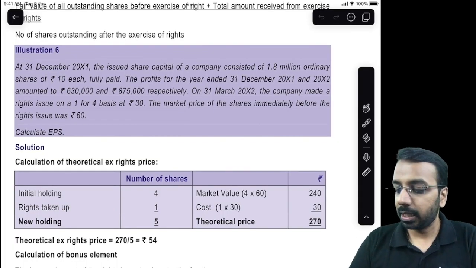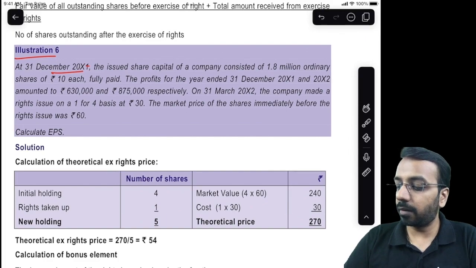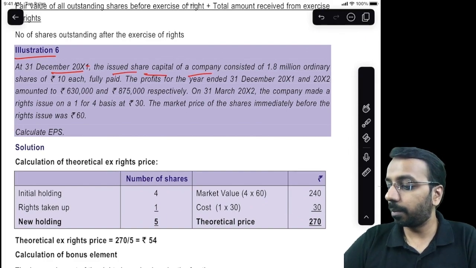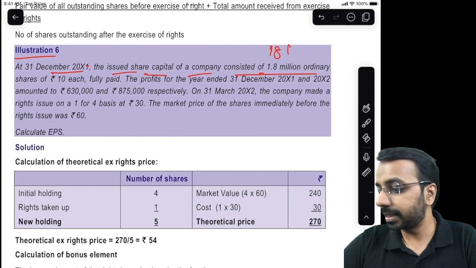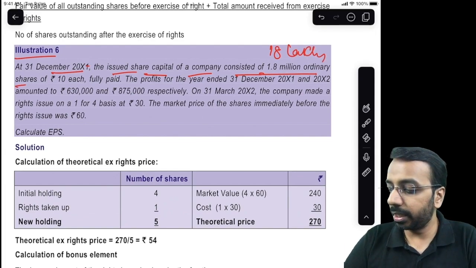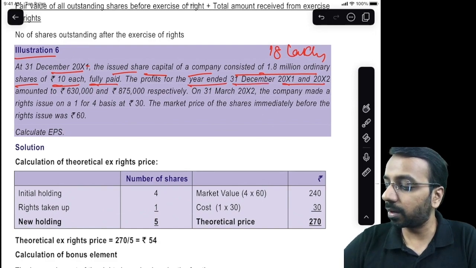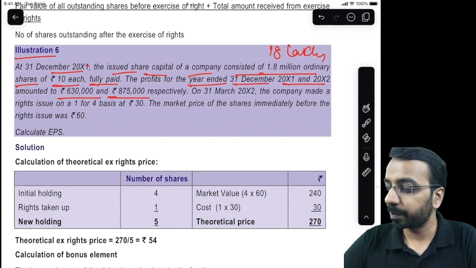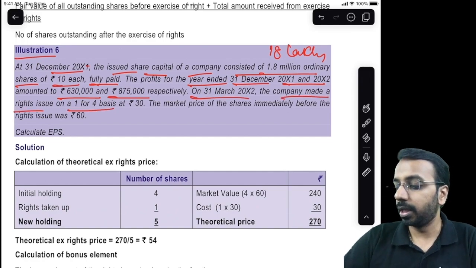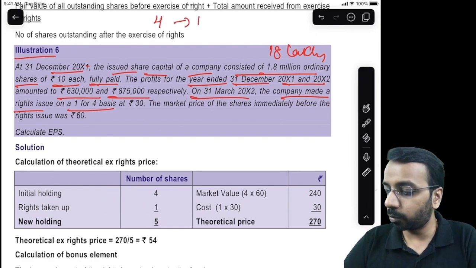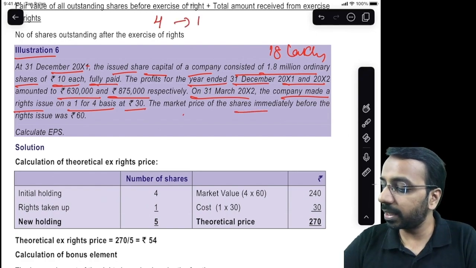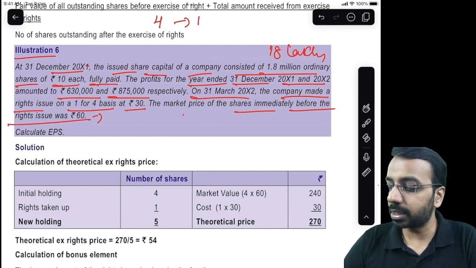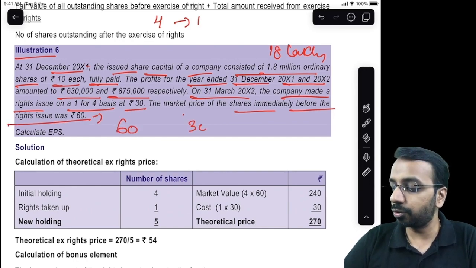At 31st December of year 1, the issued share capital of a company consisted of 1.8 million, that is 18 lakh, ordinary shares of rupees 10 each, fully paid. The profits for the years ended 31st December of year 1 and year 2 amounted to 6,30,000 and 8,75,000 respectively. On 31st March of year 2, the company made a rights issue of 1 for 4, meaning you need 4 shares, you will get 1 more share at 30. The market price of the shares immediately before the rights issue was 60. So price is 60, now we are issuing it at 30.